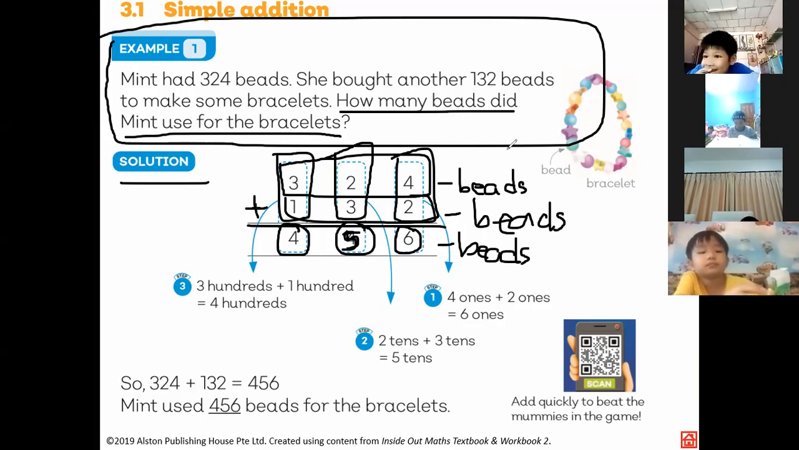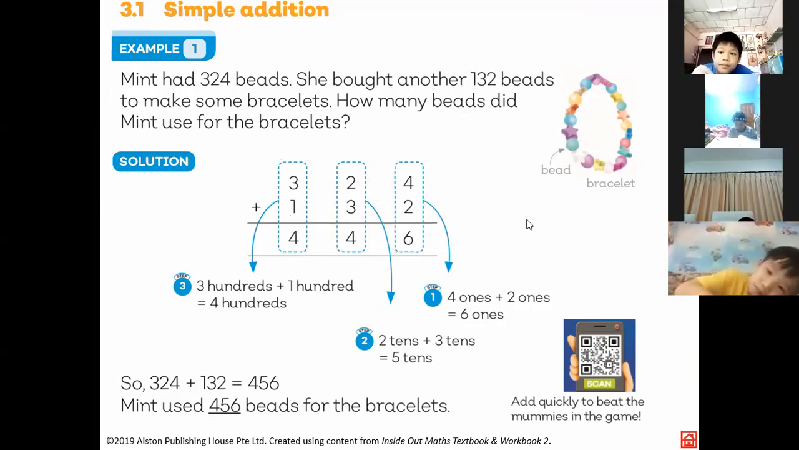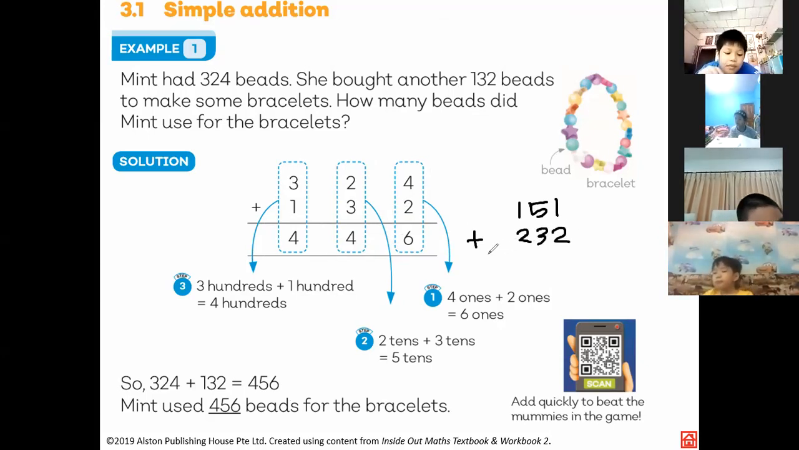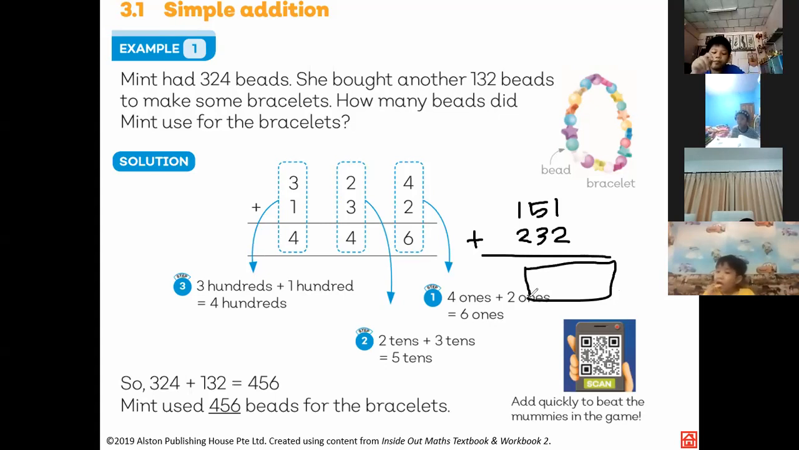All right, okay, I will give you an example. What about this one, class? I have 151 beads plus 232 beads. How many beads altogether? What's the answer? I have 151 beads, and then I add another 232 beads. How many beads altogether?